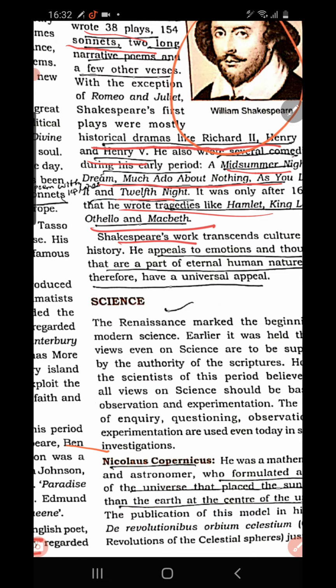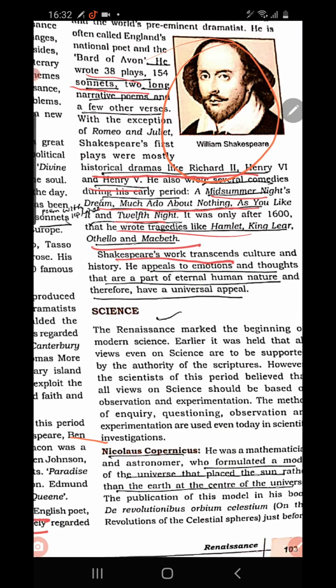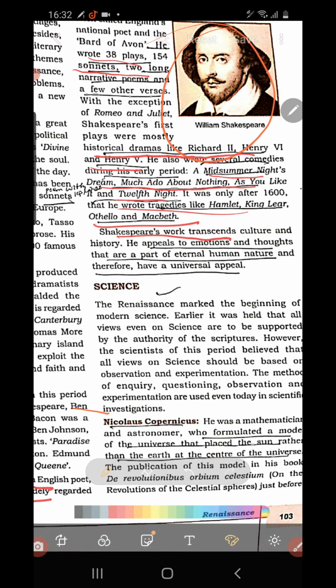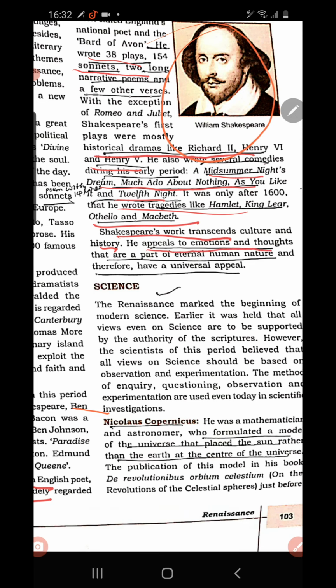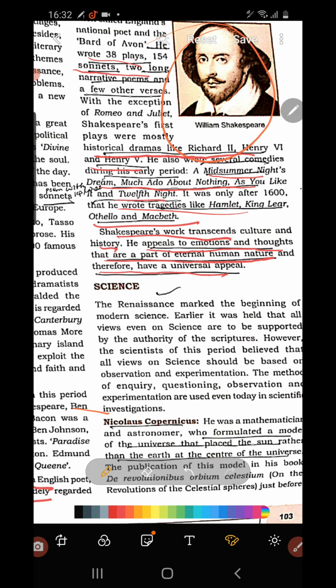Shakespeare's works transcend culture and history. He appeals to emotions and thoughts that are part of inherent human nature and therefore have a universal appeal. It means all over the world people appreciate his work because he could bring out real emotions and thoughts, and the condition of the society was really reflected in his work.